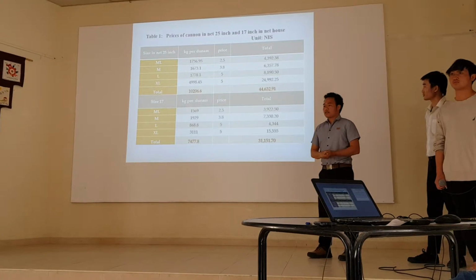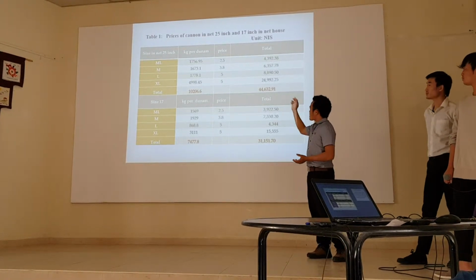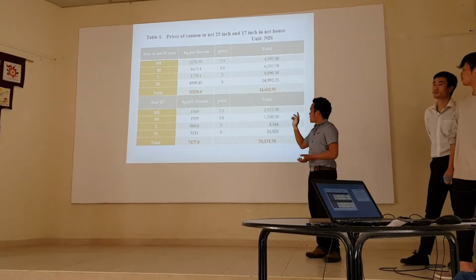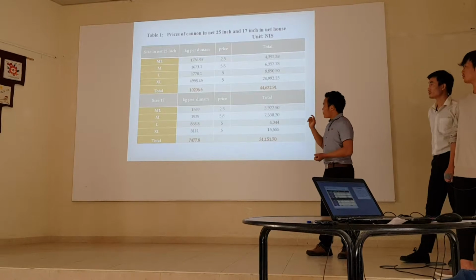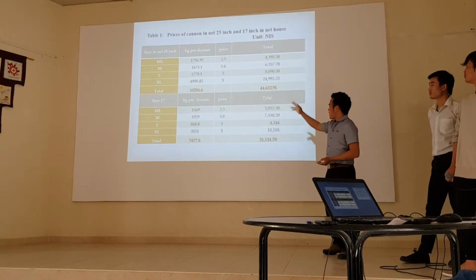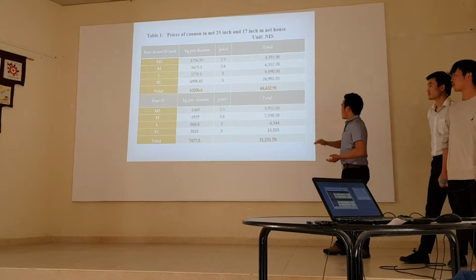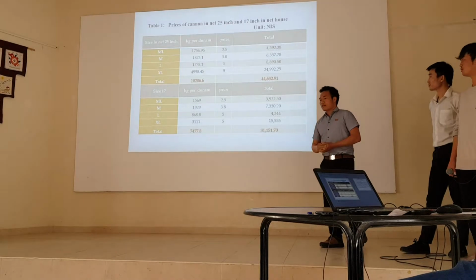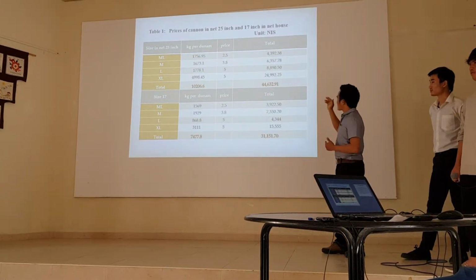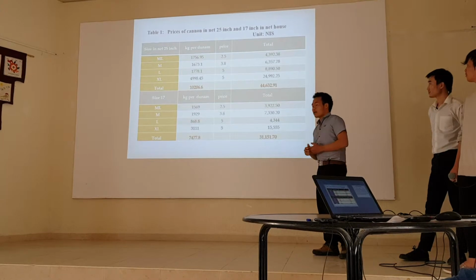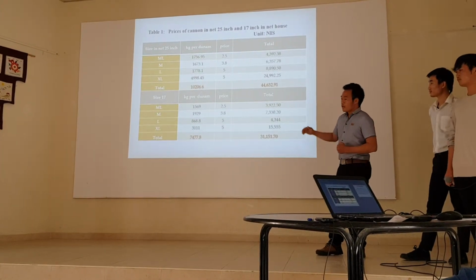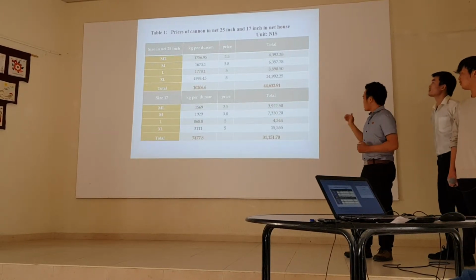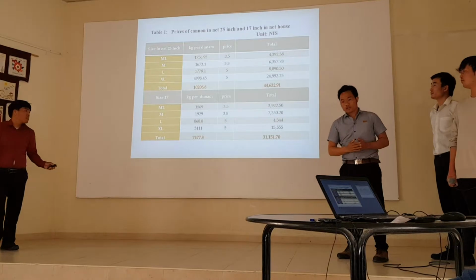2.5 shekel per 1 kilogram, and size M 3.8 shekel per 1 kilogram, and sizes L and XL 5 shekel per 1 kilogram, the same for each net. And the total income shows that the net 25 inch gets the most income. So it's worth 44,632 shekel. And the net 17 was 31,151 shekel.